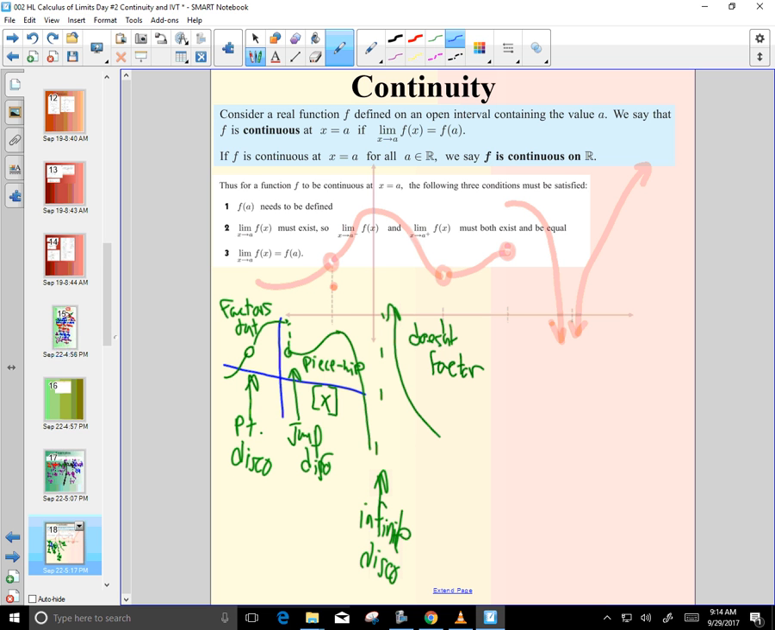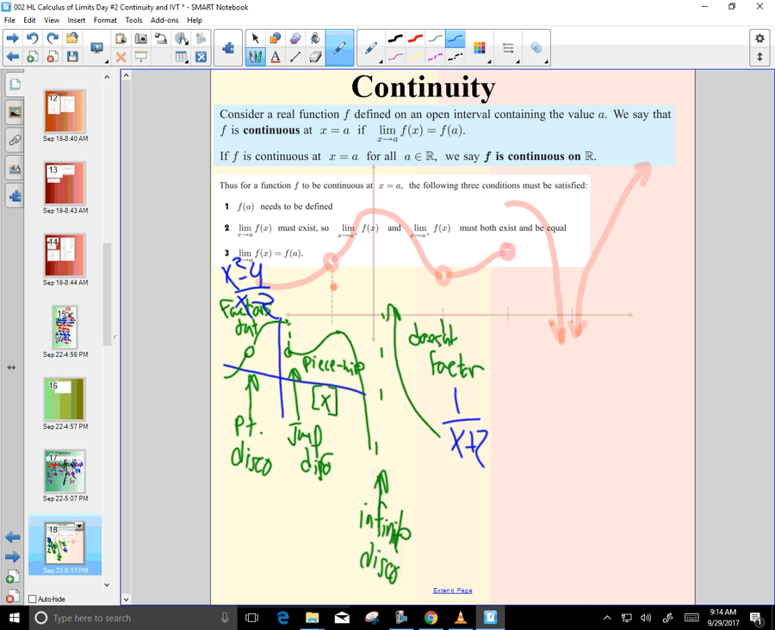So this is like your 1 over x plus 2. This is like your x squared minus 4 over x minus 2 type. This will factor and make a point disco. This won't factor out. It'll get you an infinite limit.